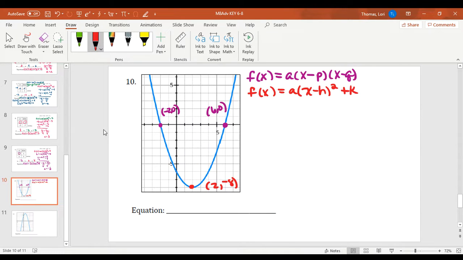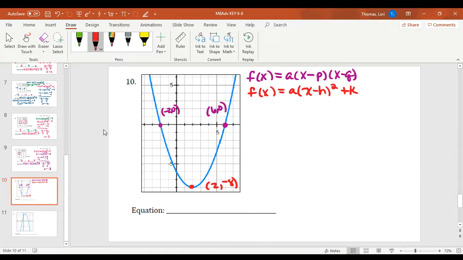Now we could use standard form, but with standard form, you would have to make a function table and put several points, and they would have to be in consecutive order in order to find your A value. Recall how to find the A value. You would have to find the first difference and then the second difference and divide it by 2. So if you're given the roots or the vertex, I suggest that you use factor form or vertex form.